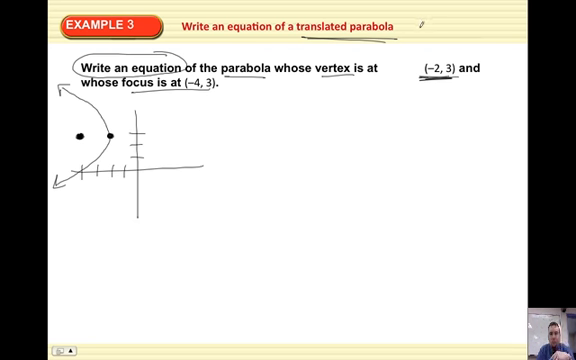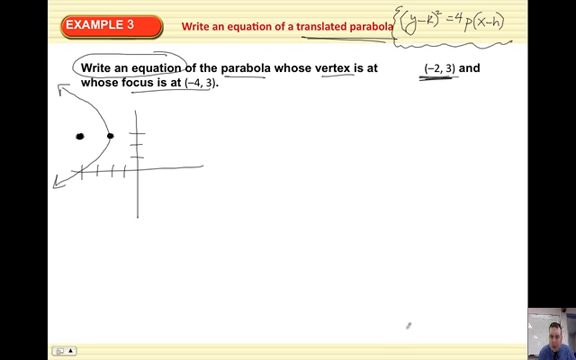Is it y squared equals, or is it x squared equals? It's y squared equals, right? But instead of y squared equals, it's no longer y, it's y minus k. Remember? Instead of y squared, it's y minus k squared equals, what's next? 4p, instead of x, it's going to be x minus h. Okay? There you go. There's your formula.